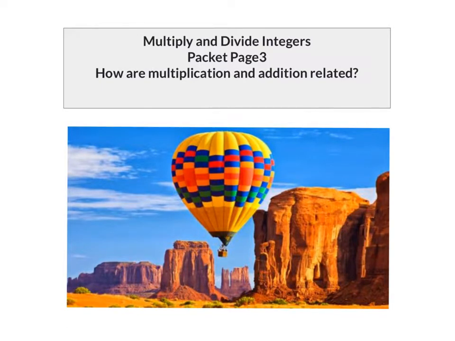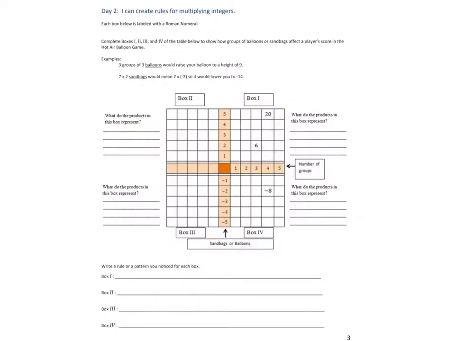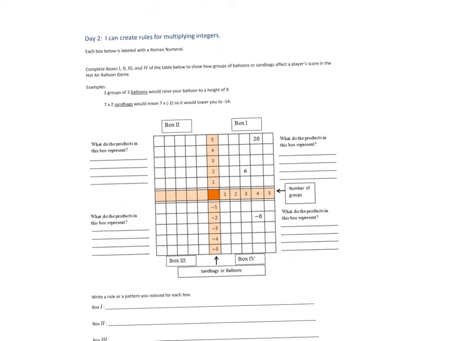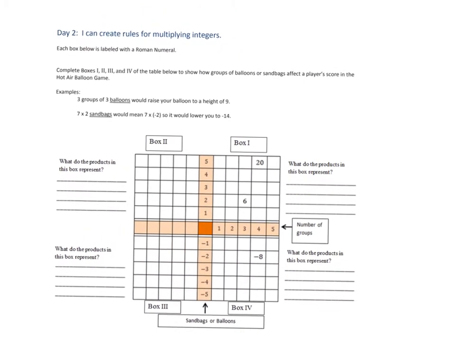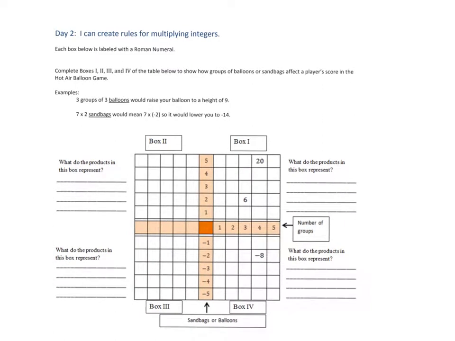Multiply and divide integers, packet page 3. We're still on the same focus question: how are multiplication and addition related? Here is page 3, and it says, I can create rules for multiplying integers. Each box below is labeled with a Roman numeral. So we have box 1, 2, 3, 4.